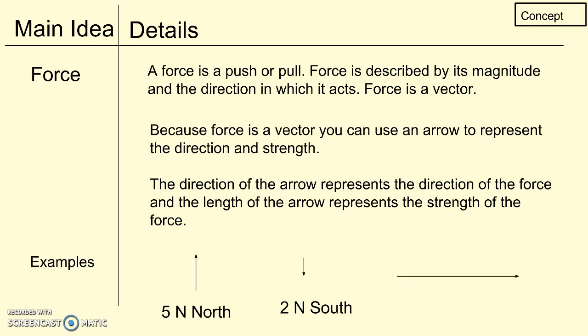One final example, we have an arrow or a vector pointing to the east, and we can tell its magnitude is much greater because it has a longer length. In fact, this vector is 10 newtons east. So notice there's a ratio between these arrows, these vectors, and the longer the vector, the more magnitude they have.